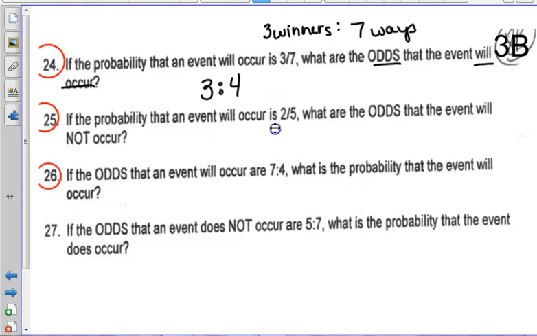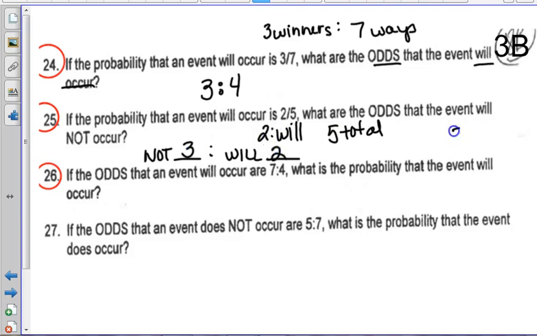If the probability an event will occur is 2 to 5, what are the odds the event will not occur? Okay, so 2 is that it will, right? 5 total ways that can happen. So if we want it to not occur, we want not to will, right? How many are not? 3, the difference. And will, we already said was 2. So 3 to 2. Need me to explain that differently, anybody?